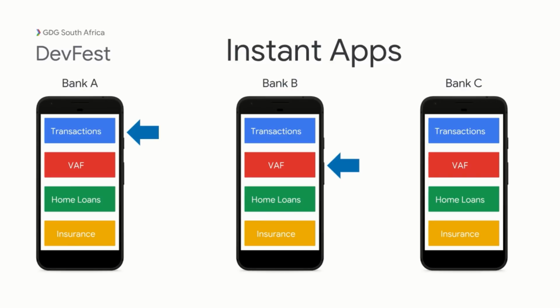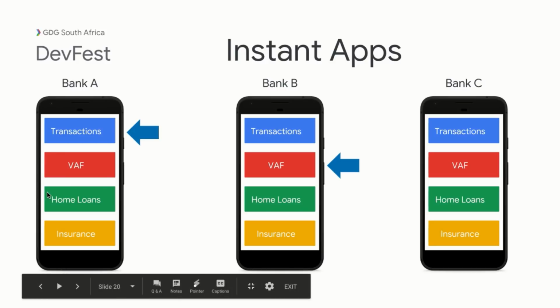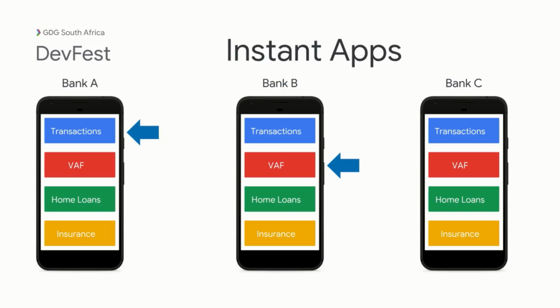However, both these apps, because they're not modularized or they don't support instant applications, what do they do? They have all the source code on my device. So I don't need VEF from Bank A. I don't need home loans. I don't need insurance code on my device. Bank C as well. I don't need transactional code. I don't need home loans and all that. And then I decide, you know what, I'm not going to get my home loans with Bank A or Bank B, because Bank C gives me a better interest rate, right?